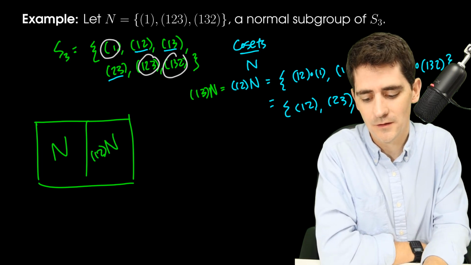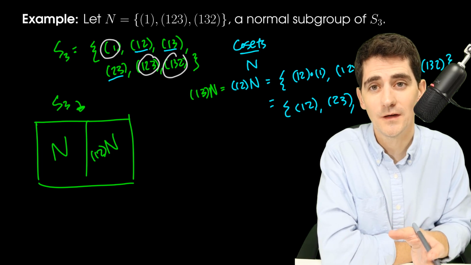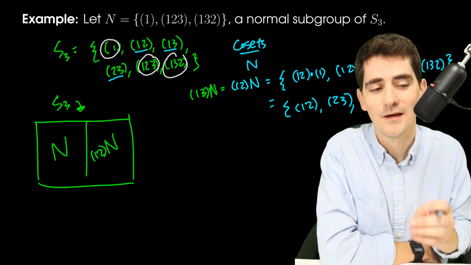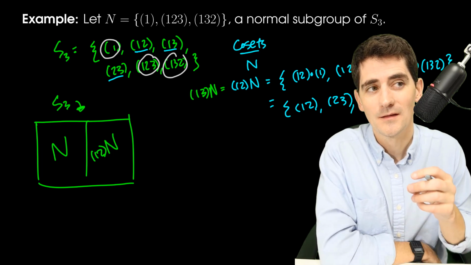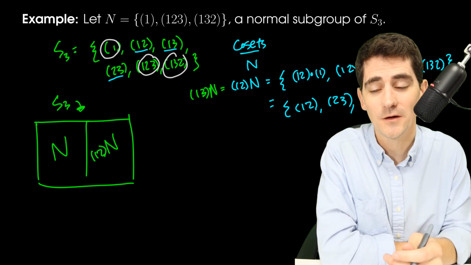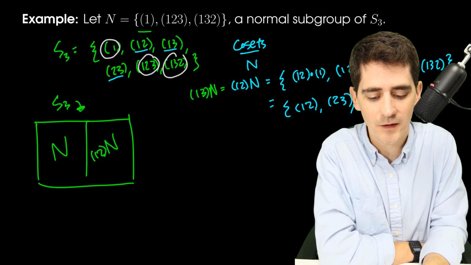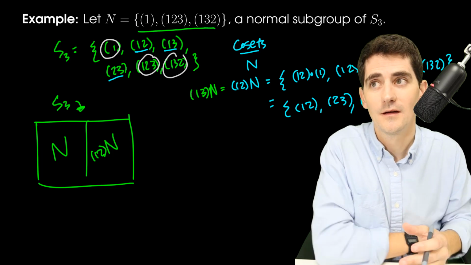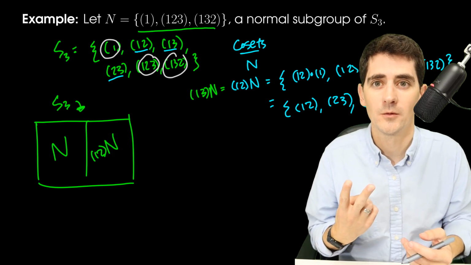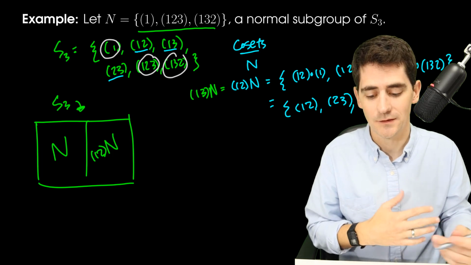There's S3. I knew that I would only have 2 cosets because Lagrange's theorem says that the number of cosets times the size of each coset is going to be the order of the group. Since I had 6 elements and the size of my subgroup was only 3, that only leaves 2 available cosets, right? Because 3 times 2 is 6.